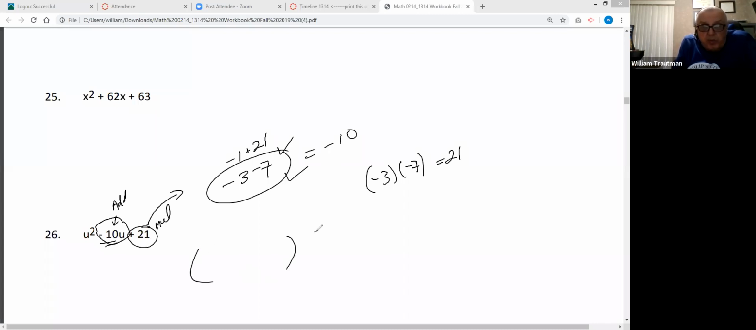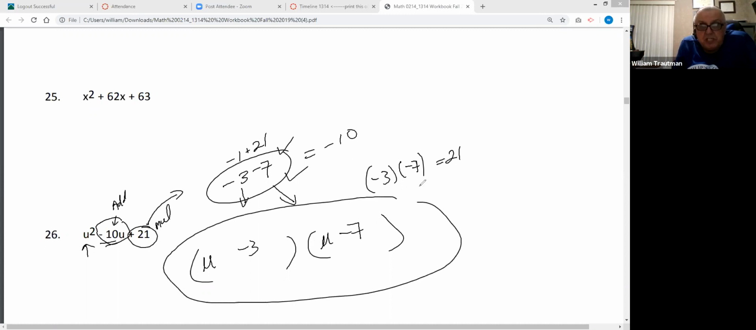We write 2 parentheses, but instead of x, you write u. Sometimes on the homework, people will put x and they're going to mark it wrong. You got to use the letter they're using, u. And we're going to use a minus 3, and the other parentheses has a minus 7. It doesn't matter if you put the minus 7 first and the minus 3 after that, but the signs have to be correct for both of them. This is the factored form.